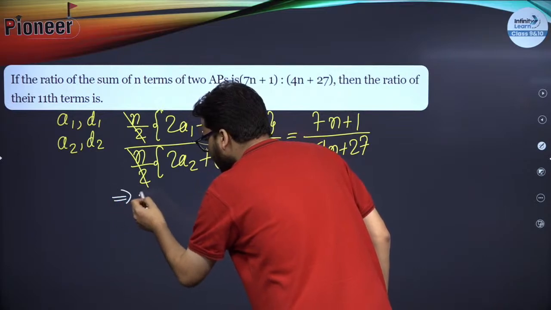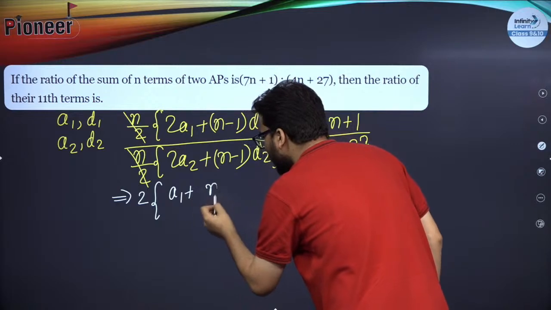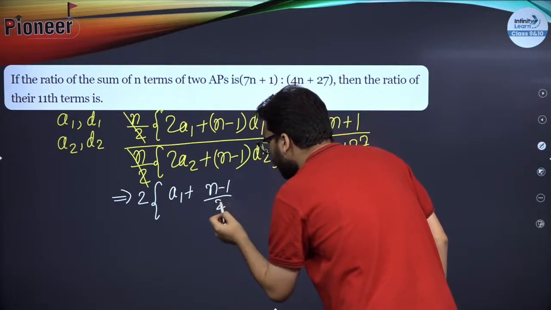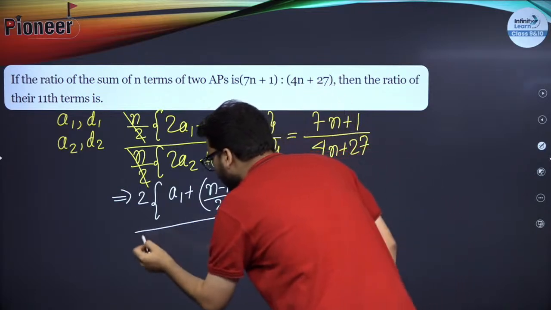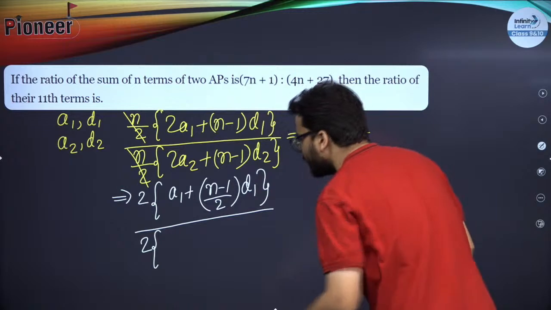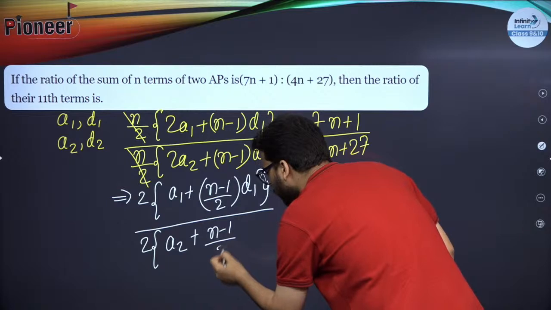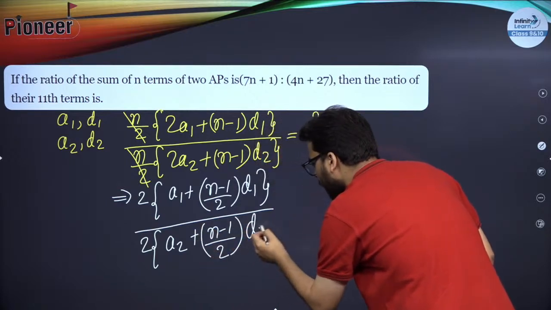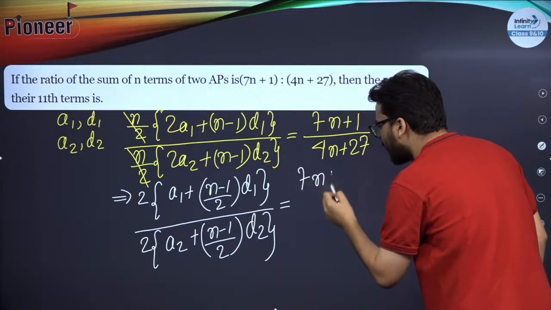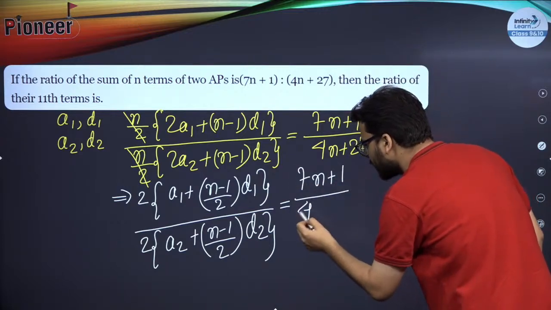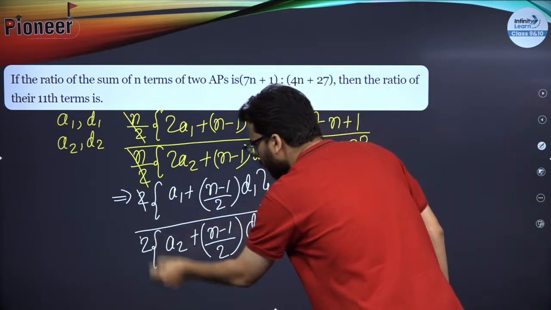So I am taking 2 as common in the numerator. So I will be getting A1 plus n minus 1 by 2 into D1. And in the same manner, if I take 2 as common in the denominator, I will get A2 plus n minus 1 by 2 into D2. Correct? And that is equal to what, guys? 7n plus 1 upon 4n plus 27 over here. Right? So you see I can cancel out 2.